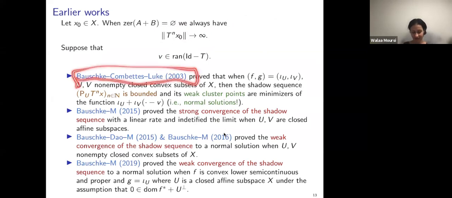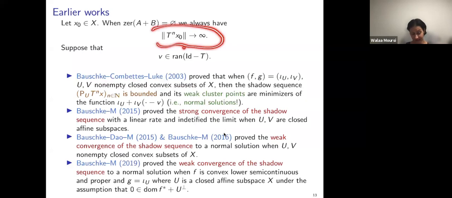I would say that the most motivating result appeared in 2003 in the work by Bauschke, Combettes, and Luke. In that paper, they worked with a convex feasibility setting. They looked at f and g as indicator functions of two sets. And despite the terrible behavior of this sequence, they were able to show that the shadow sequence stays bounded. And once you have a bounded sequence, you can talk about the weak cluster points. And guess what? The weak cluster points are actually very well behaved. They serve as normal solutions. So they solved the right problem that we talked about.